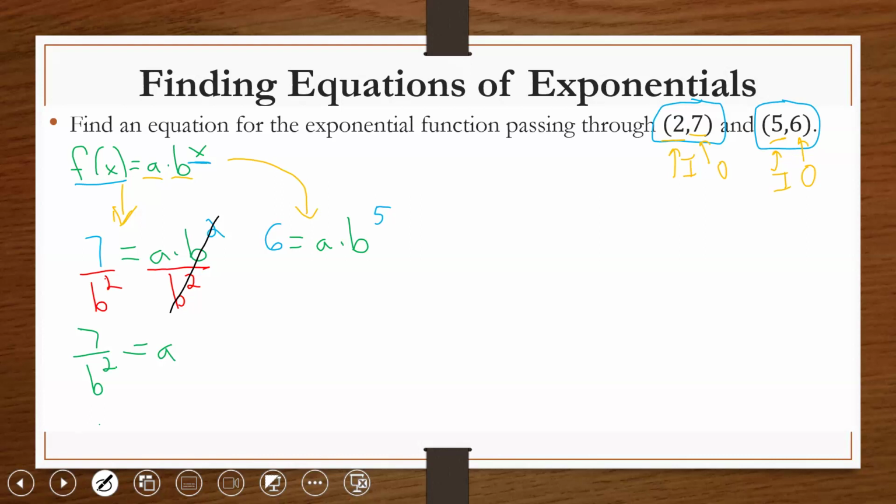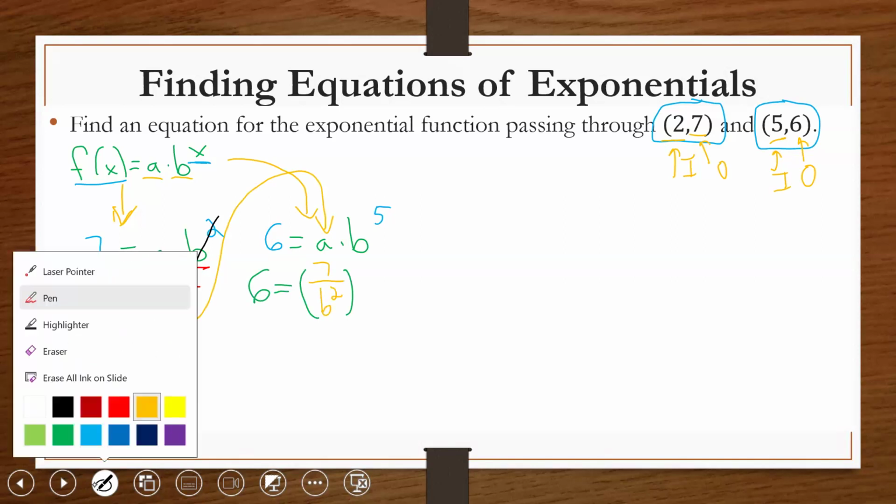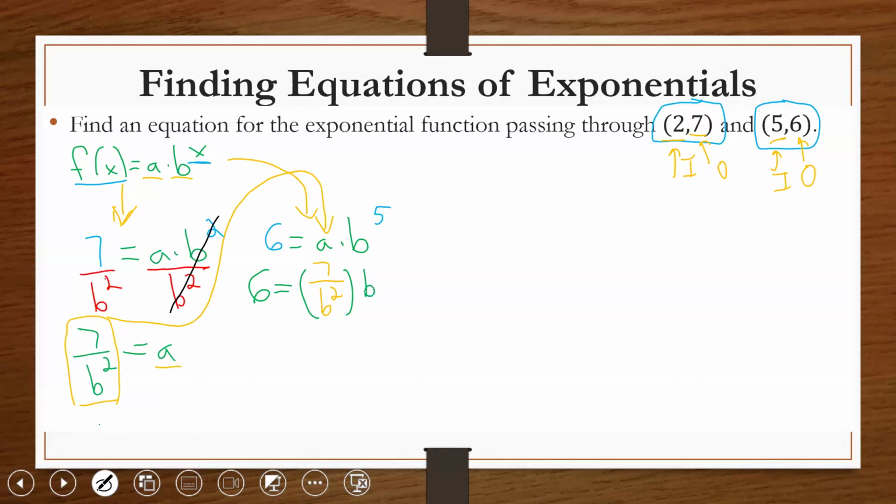Now note that doesn't actually give us the value for a yet. It just gives us an expression for a in terms of the variable b. So what we can do with that now, since a equals this, is take this expression 7 over b squared and substitute it for a in the other equation. So what that'll look like now is we'll have 6 equals, and in the place of a, I'm going to replace it with that expression we found, which is 7 over b squared. And then that's still multiplied by b to the 5th.